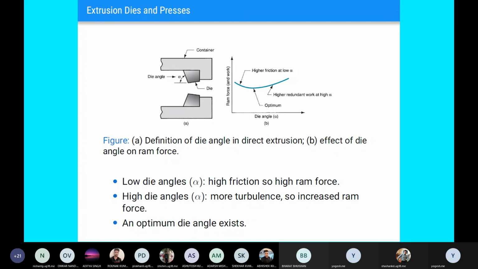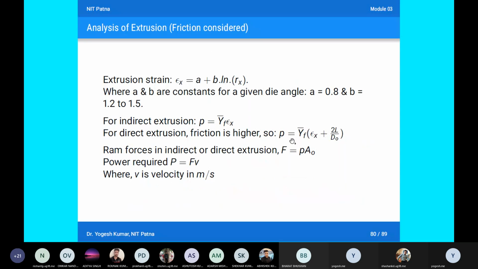Okay, now we will come to the extrusion. Yes, sir, in the previous slide, A and B, how are these calculated? This is normally small a. A is already practically calculated by different researchers. This A is constant, 0.8 for all types of material. And B varies between 1.2 and 1.5.